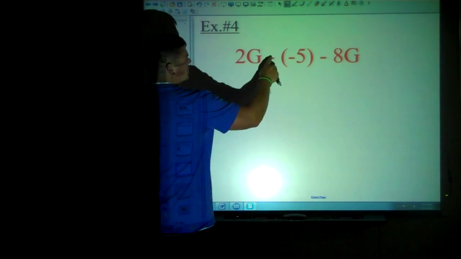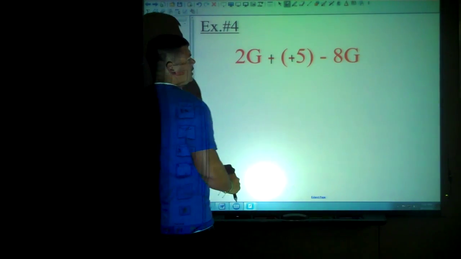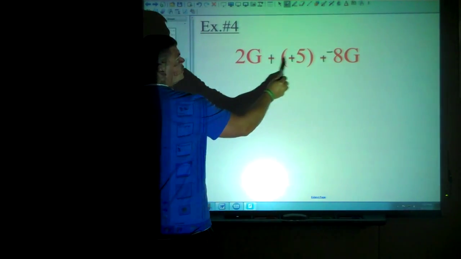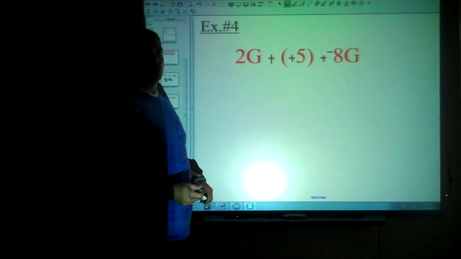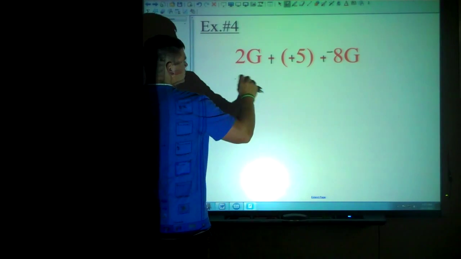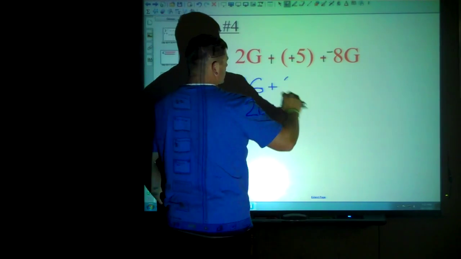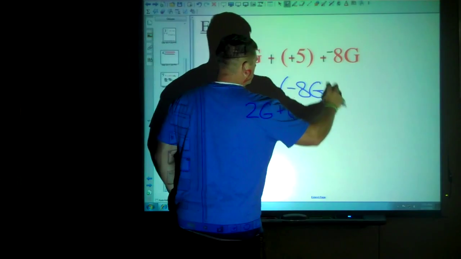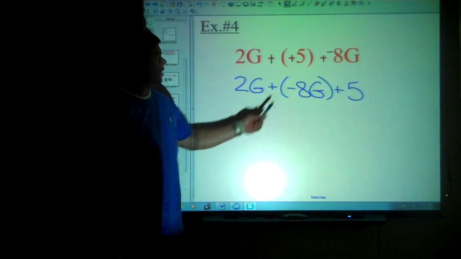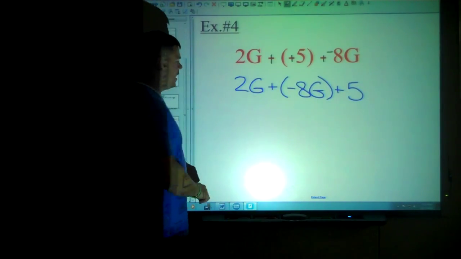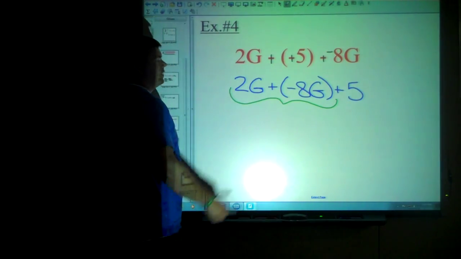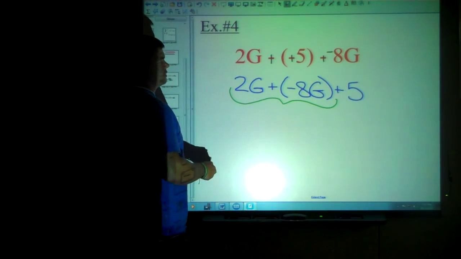But because we have the addition of the opposite here and the addition of the opposite here, we can now turn it into an addition problem where we have the commutative property. We can rearrange it in any order we want, which means I can make this 2G plus negative 8G plus a positive 5. Notice all I did is switch the order of these two, and now I have the G's right next to each other. That's the advantage of addition over subtraction.